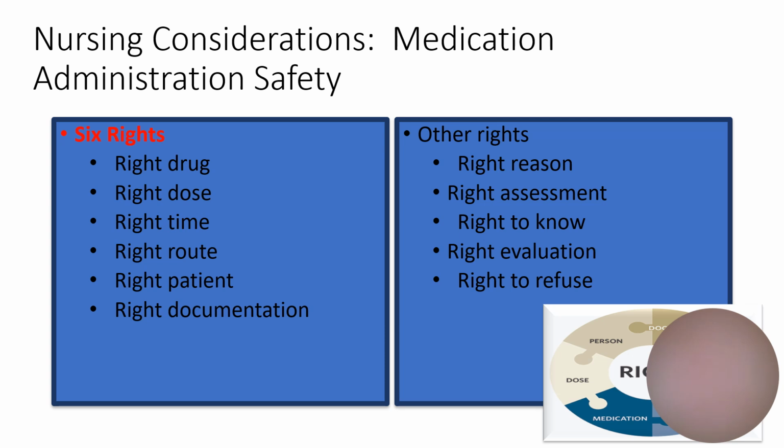So nursing considerations, patients have the 6 rights plus other rights: right drug, right dose, right time, right route, right patient, right documentation. You'll need to know these by heart. And then other rights: right reason, right assessment, right to know, right evaluation, and right to refuse. The patient always does have the right to refuse the med, even if we think he should take it. He has the right to do that.